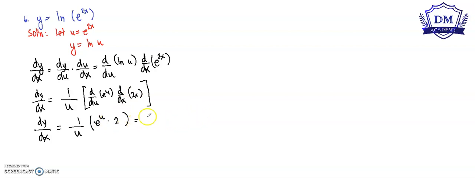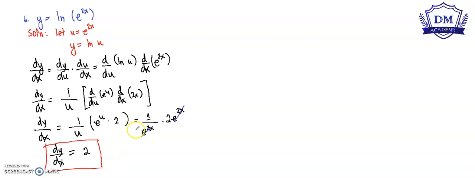Okay, so this is equal to 1 over u, that is e raised to 2x, multiplied by 2e raised to 2x. Okay, so as you can see, we can cancel out the e raised to 2x. So lastly, our dy over dx is just 2. Okay, so this is the derivative of the given function y is equal to the ln of e raised to 2x.